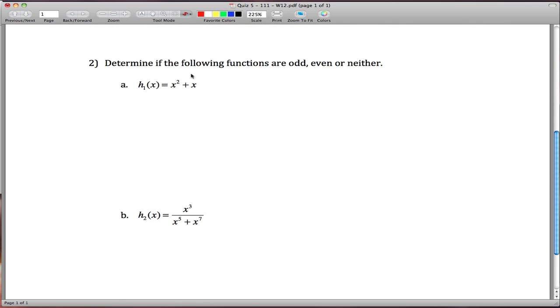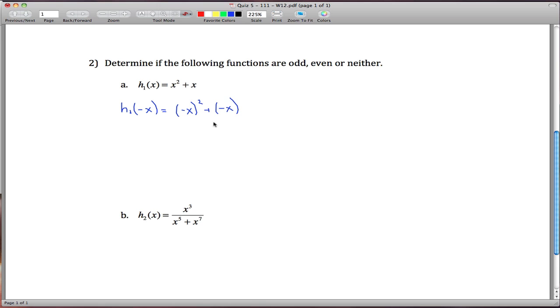Number 2, we're just supposed to figure out if these are even, odd, or neither. This isn't quite as bad of a problem. So to figure out if something is even or odd, what you want to do is figure out, so I'm calling these things h1 of x and h2 of x. Okay, so what I want to figure out is h1 of negative x. And the way you figure that out is you put in negative x everywhere you used to see an x.